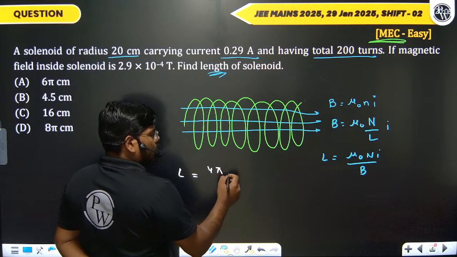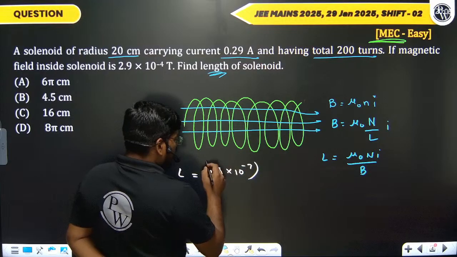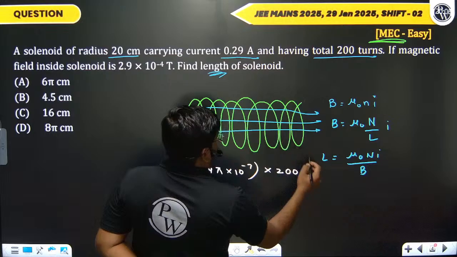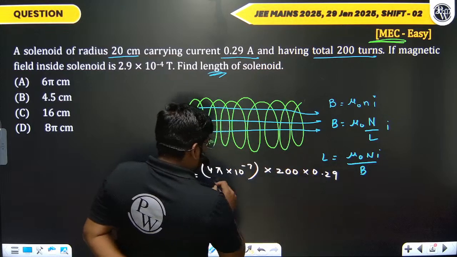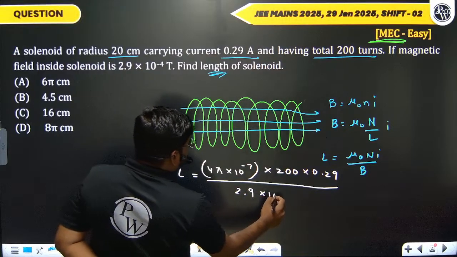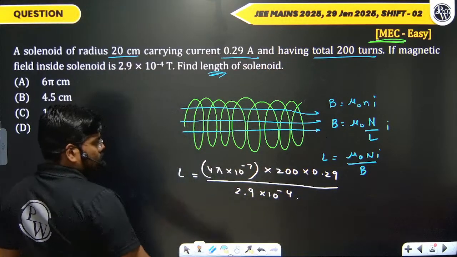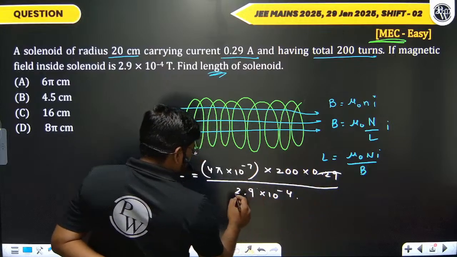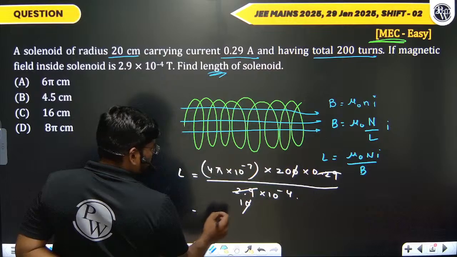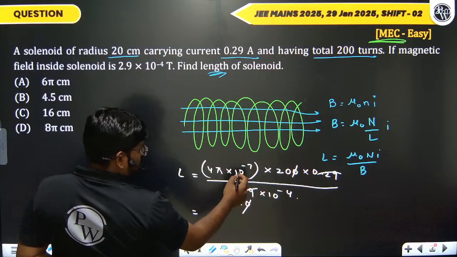4 pi into 10 power minus 7. And N, the number of turns, is given as 200, and I is given as 0.29, right? Divide by the B value, 2.9 into 10 power minus 4. So that's it. What we can do is, the 10s cancel here. If it goes to the numerator, 10 power minus 3.